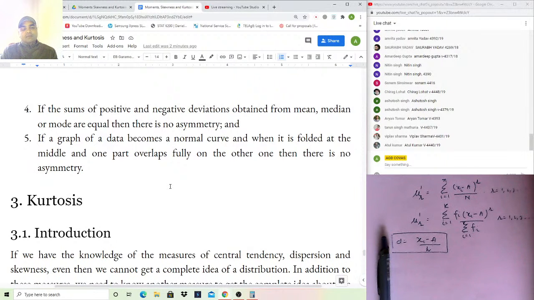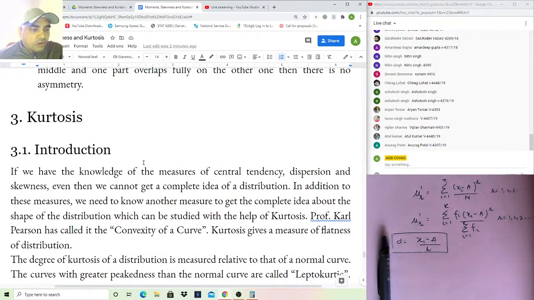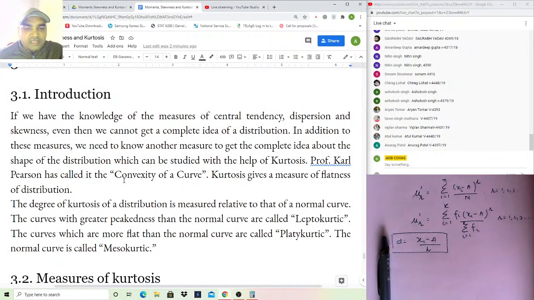So this is about the symmetry of the data, how it deviates, and how skewness can be calculated graphically for direction, and using certain measures of skewness, relative and absolute, you can calculate the magnitude. Then there is a short topic about kurtosis, and we will end our lecture. What is kurtosis? Even if we have knowledge of the measures of central tendency, dispersion, and skewness, we cannot get a complete idea of the distribution. Why? In addition to these measures, we need another measure to get a complete idea about the shape of the distribution, which can be studied with the help of kurtosis.